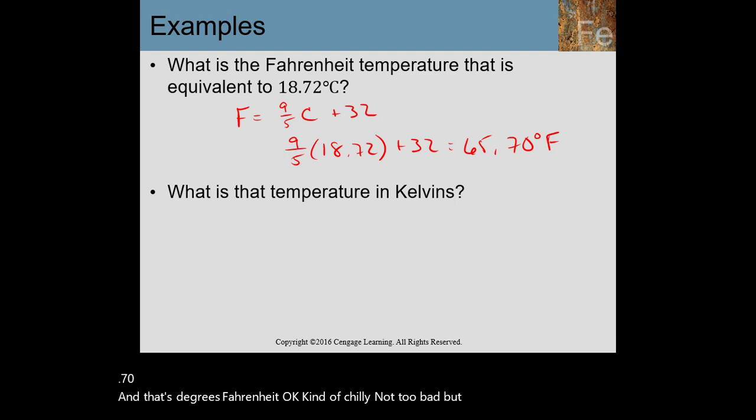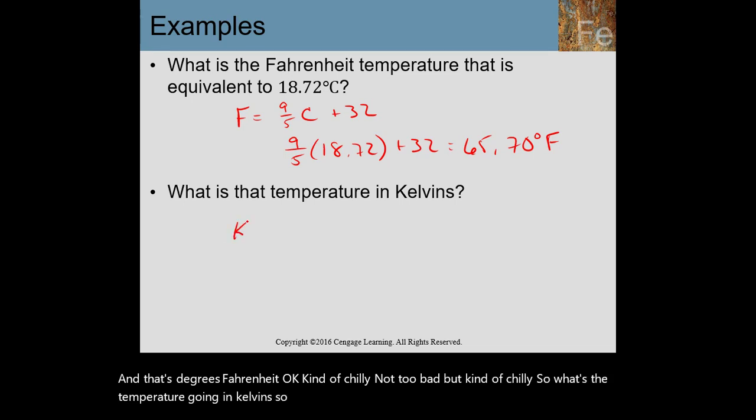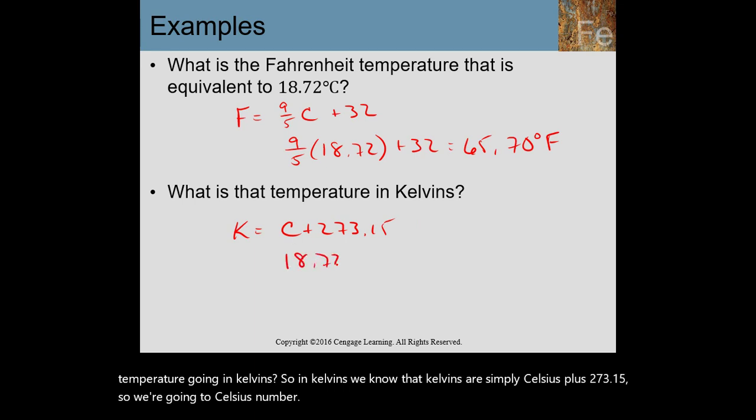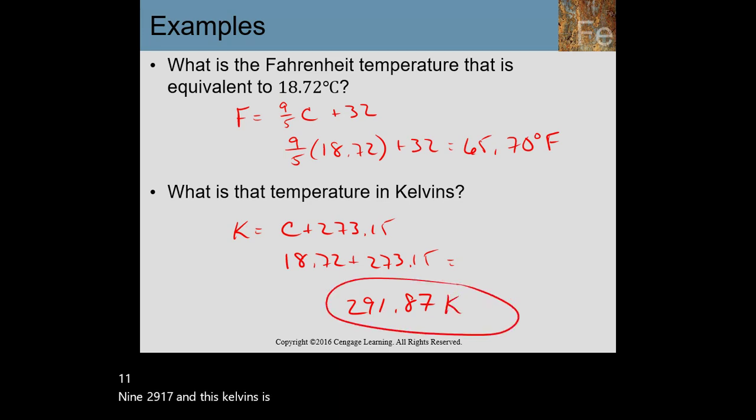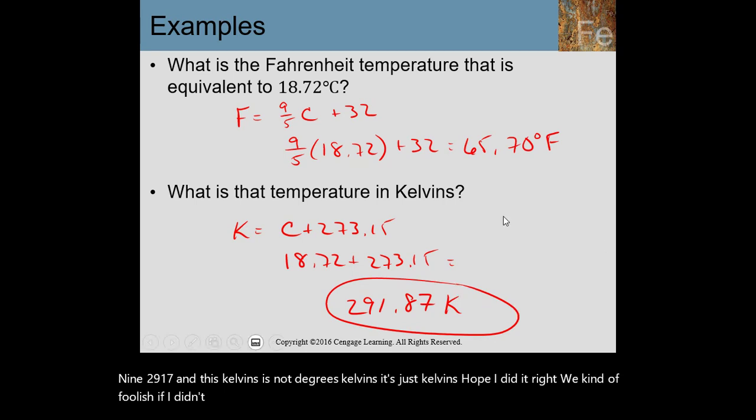Okay, so what's that temperature going to be in kelvins? So in kelvins, we know that kelvins are simply Celsius plus 273.15. So we're going to take the Celsius number, 18.72, and add to it 273.15. And let's see if we can do that on a calculator. So I got 291.87, which rounds to 291.9. And it's kelvins. It's not degrees kelvins, it's just kelvins. Hope I did that right. It'd be kind of foolish if I didn't. Okay, so that's your conversions between temperature.